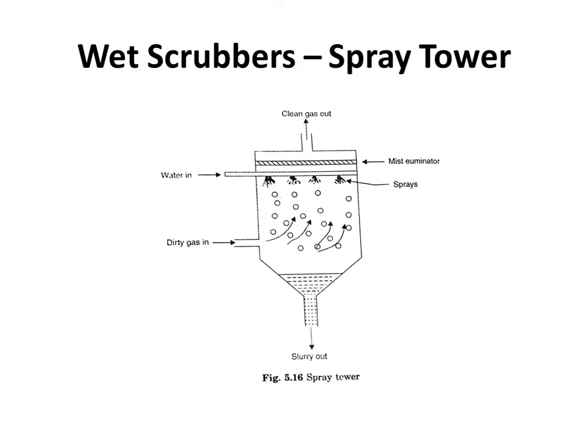Spray tower is the simplest type of wet scrubber. In this, the water is introduced by means of spray nozzles as shown in the figure. The polluted gas flows upwards and the particle collection results because of inertial impaction and interceptions on the droplets. The maximum collection efficiency by inertial impaction is independent of the particle size.